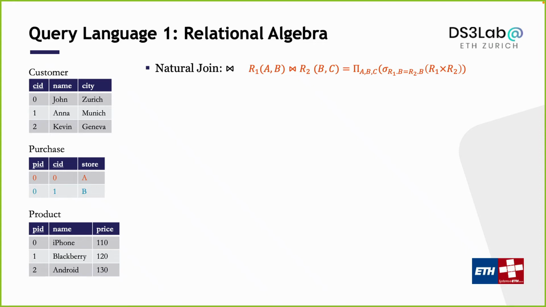I first do the cross product between these 2 relations, R1 and R2. Okay? For every single tuple in R1 and for every single tuple in R2, I produce a new tuple. And then I filter them. I only select those pairs that match on attribute B. They have the same value on B. And then I project them to A, B, and C. Okay? So this is essentially the semantics of this. It looks very long, but it's not that hard.